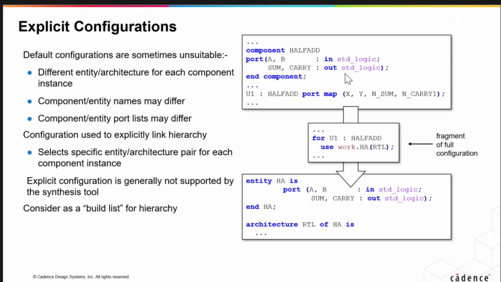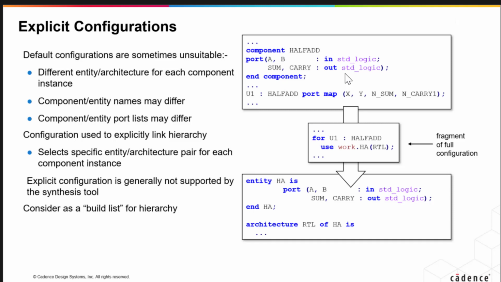Explicit configurations are not generally supported by synthesis tools. Configurations are very useful in simulation, however, allowing you to quickly build various different views of your design for simulation. You can consider it as a build list for hierarchy. The full configuration is not shown here, but the fragment shows how we could link a specific entity and architecture to every instantiation of the component half-add.